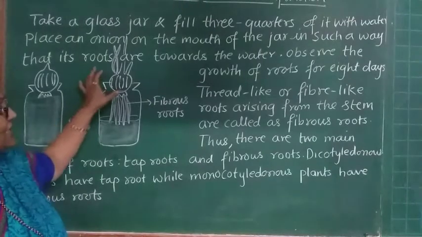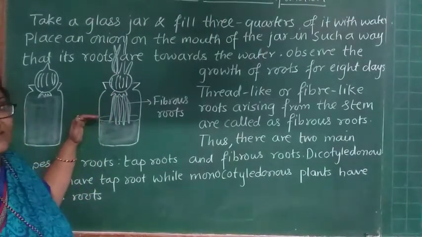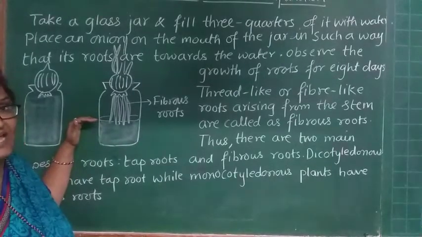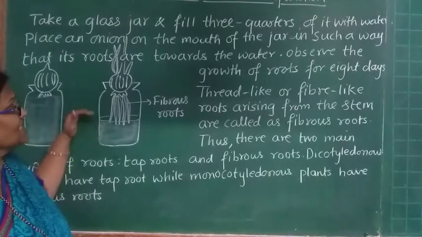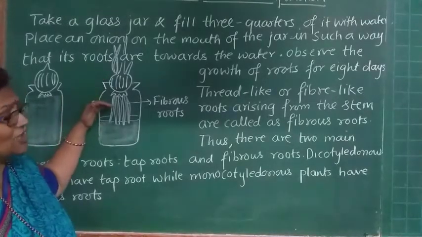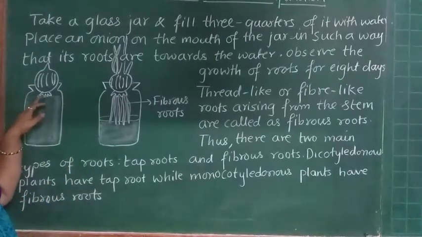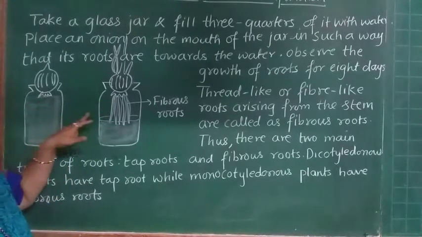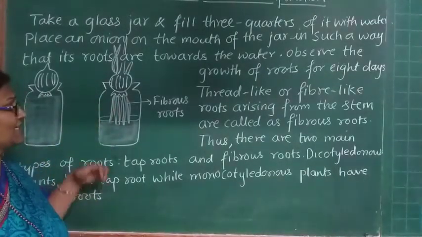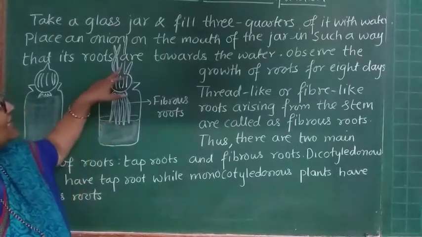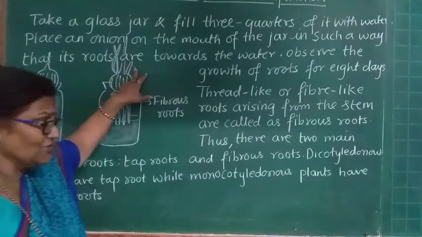So the onion gives out the fibrous roots, and you also see that the water in the jar has lessened. Why is that? Because the onion absorbs water with the help of the roots. The roots go down and suck the water, and here you also see the plant has grown.